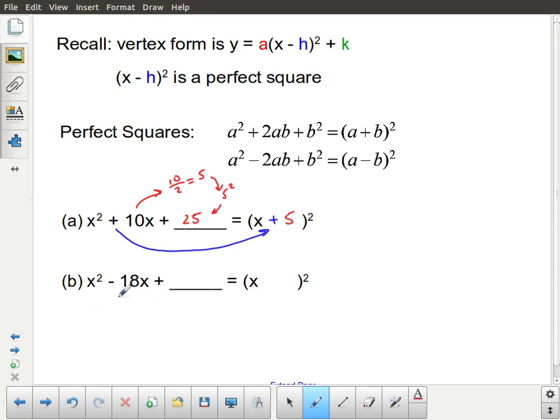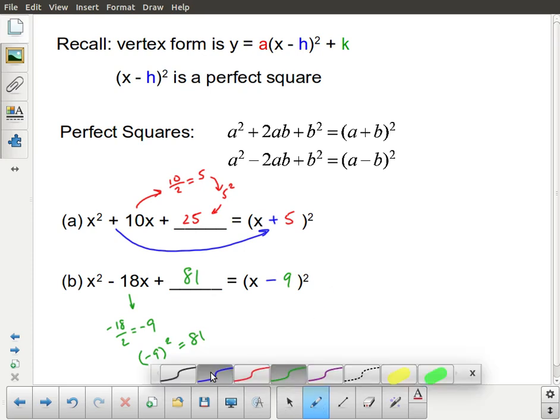So let's go through that same process again. I have a minus sign this time. So that means this is going to be a minus sign inside the brackets. I have negative 18, so I'm going to take negative 18 divided by 2, which is equal to negative 9. So that's x minus 9. That negative 9 is right there. And then negative 9 all squared is equal to 81, and that's what goes there. So there's my perfect square.